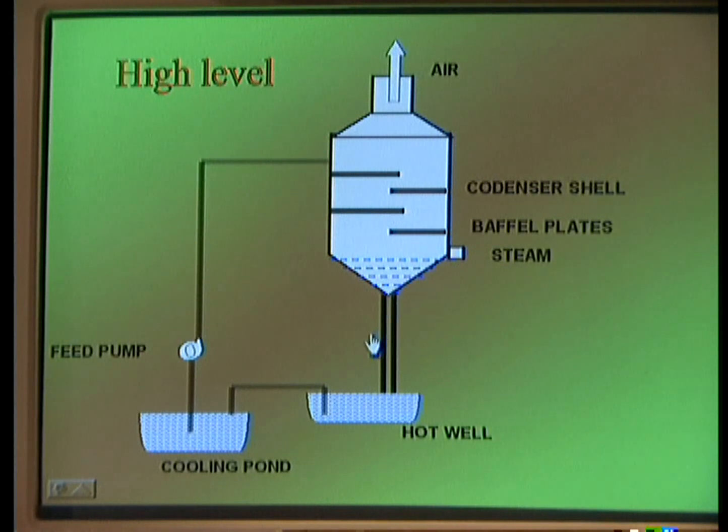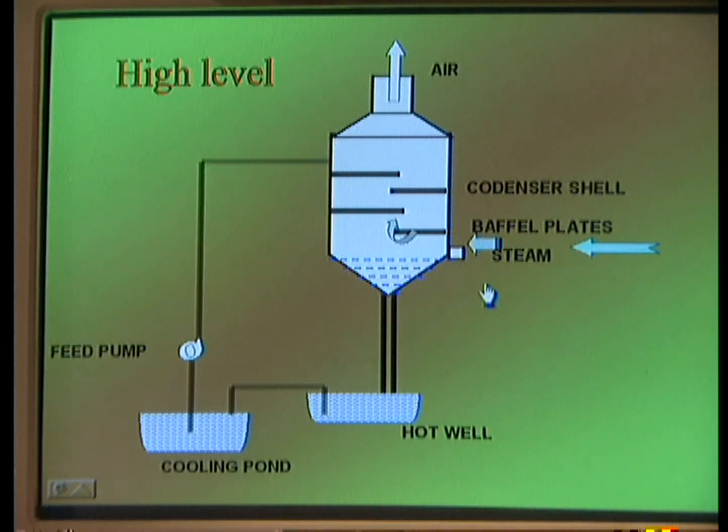Here, from this place to this place, the height of the tube is 10 meters. Due to this, the hot water comes to the hot well. This hot water is cooled by the cooling plant. After cooling, it is sprayed once again into the condenser. If any non-condensable steam is inside, that is extracted by the air pump. You can see this.